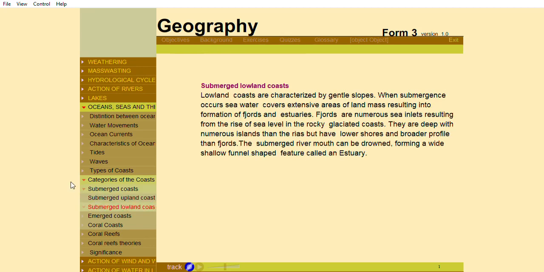Submerged lowland coasts. Submerged lowland coasts give rise to estuarine coasts having broad shallow indentations which narrow inland. Mud flats near such coasts are exposed at low tides.